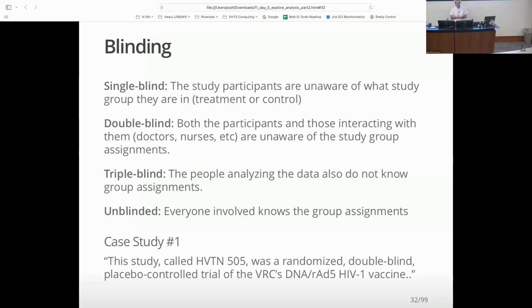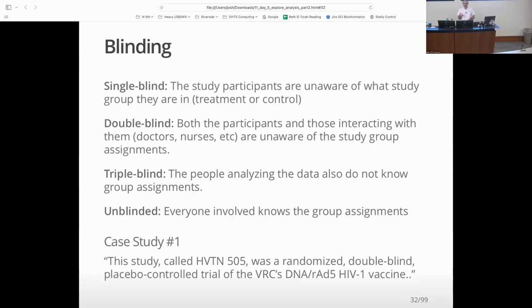Triple blind is like a double blind, but also the people analyzing the data don't know the group assignments. And then an unblinded study is a study where everyone knows: the participants, the people interacting with them, and the people analyzing the data. So the participants know that they're getting aspirin, or they know that they're getting placebo.